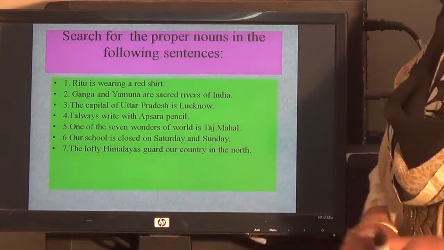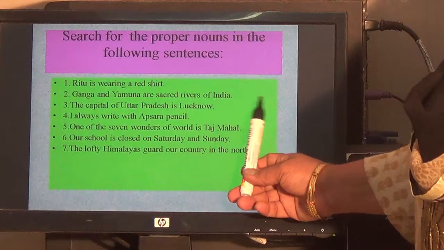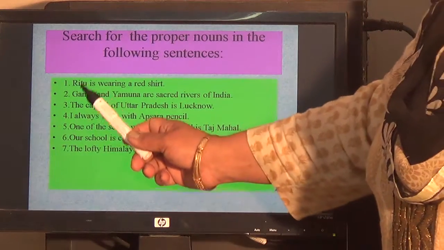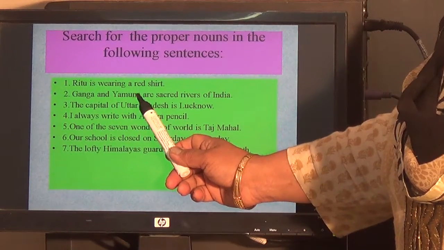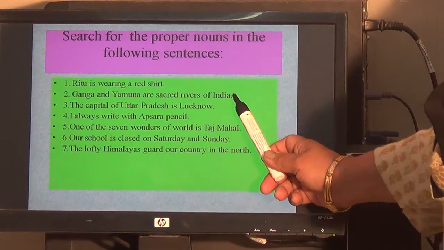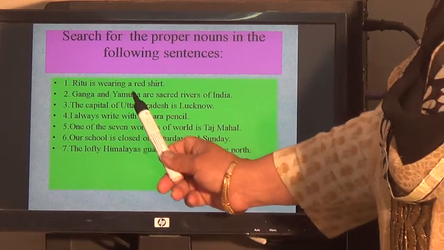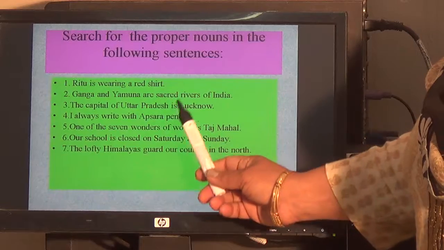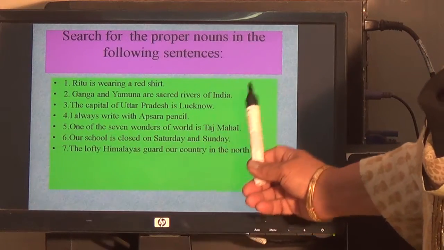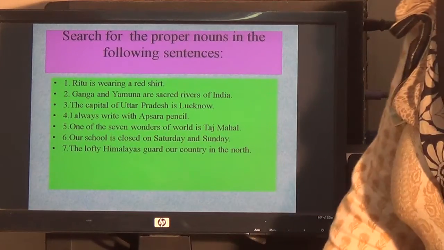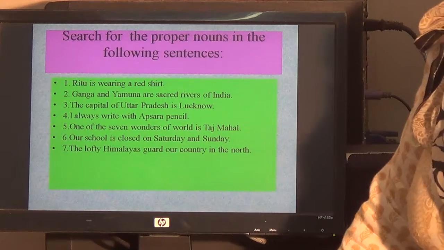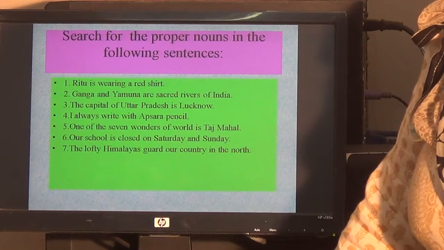The second one, Ganga and Yamuna are sacred rivers of India. You will find that Ganga and Yamuna are written with capital letters, and so is India. Ganga and Yamuna are proper nouns for the category of rivers, and India is the proper noun for country. The other sentences you can do on your own.